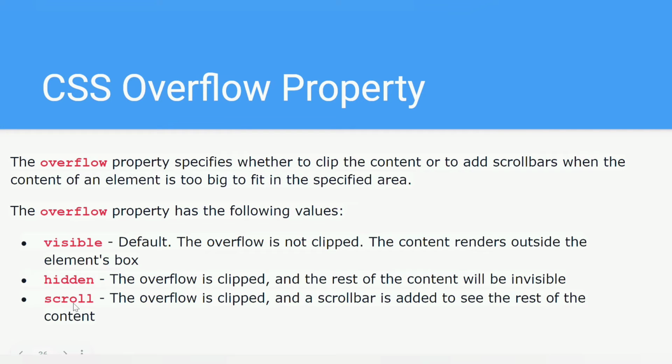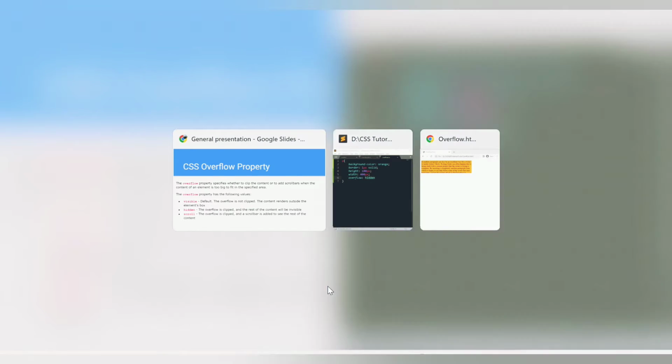So the third value is scroll. What it does, the overflow is clipped and a scroll bar is added to see the rest of the content. Means what hidden has done, it is also clipped, but we can't see that content, but with the help of the scroll value, the overflow is clipped, but we can see the rest of the content with the help of the scroll bar. So let's see this.